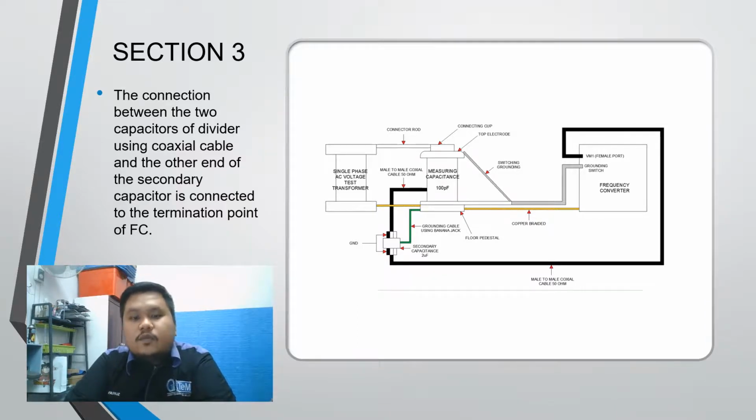The connection between the secondary capacitance and the measuring capacitance is using the coaxial cable. The type of coaxial cable is the RG58. The coaxial cable is a male-to-male coaxial cable, 50 ohm. In the secondary capacitor, there is the grounding cable that is connected to the floor pedestal using a banana jack cable.